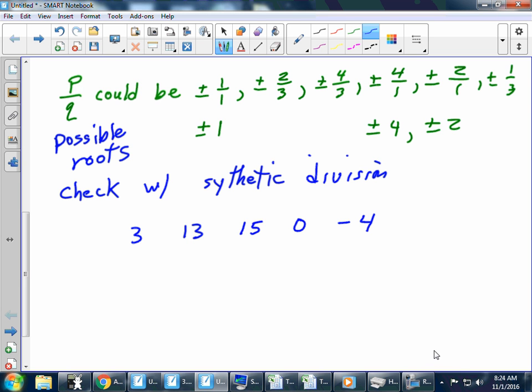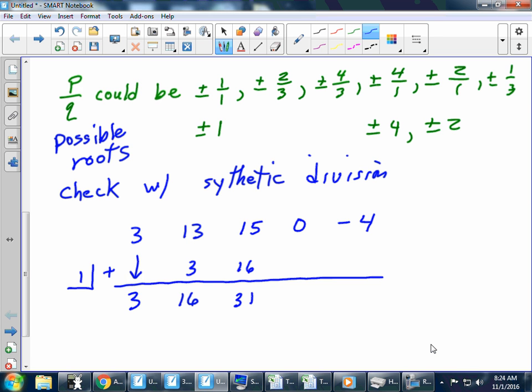Let's go with an easy one: 1. Let's check 1. It's fast and quick. We bring down our 3. 3 times 1 is 3. Don't forget, we're going to add these. We get 16. 16 times 1 is 16. We add them. What do we get? 31. We go times 1, still 31. We add them, still 31. We go times 1, still 31.